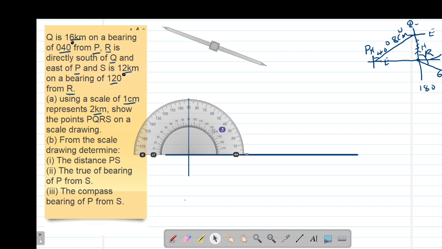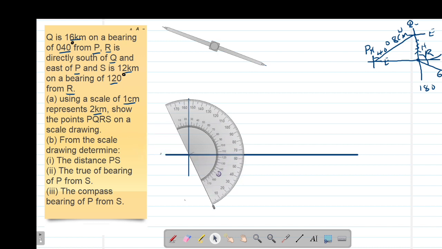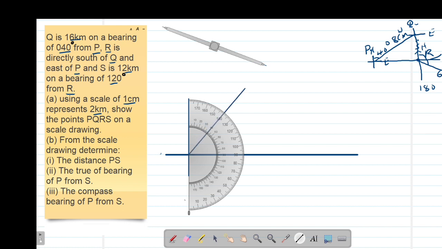Then from point P, we need to measure 40 degrees to take us to the point Q. So I'll simply align my protractor this way. Where I have the 40 degrees, I'm going to make another line. So this is the line going through the 40 degrees. Let me make it longer because I don't know where the other distance that is supposed to be measured will be. So that is my 40 degrees.